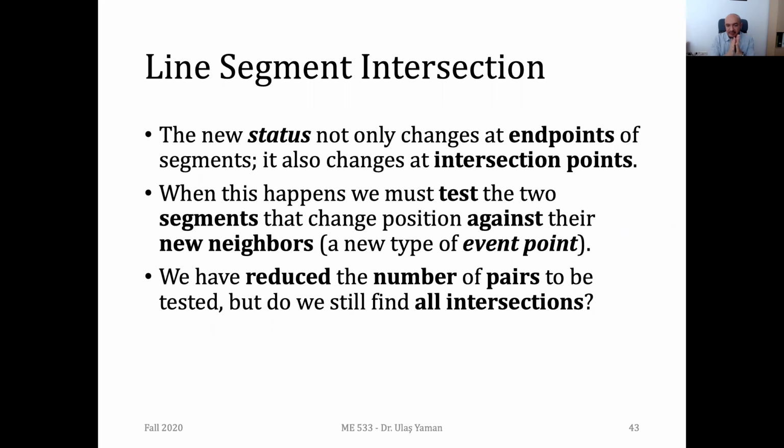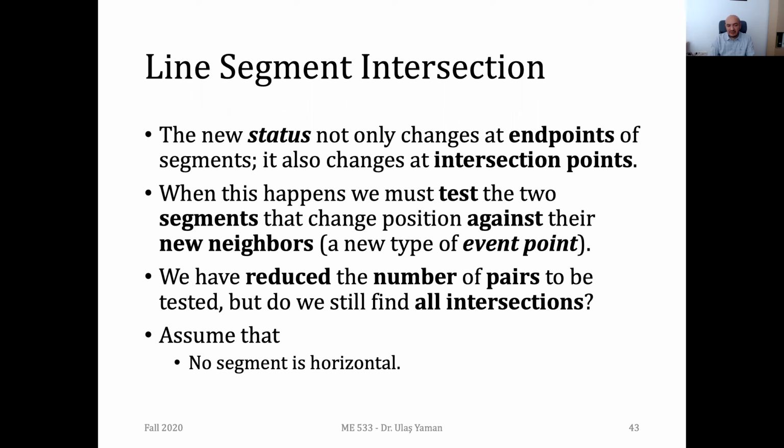So the question is, by following such a scheme, can we find all the intersections by only checking the neighbors instead of the whole, let's say, pairs? Or do we need to do any more calculations? Ideas, guys?